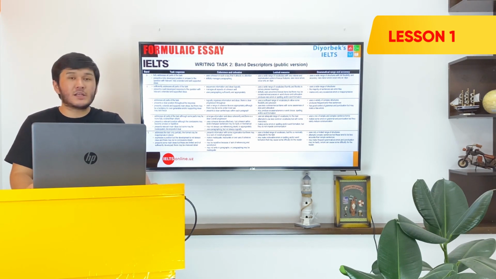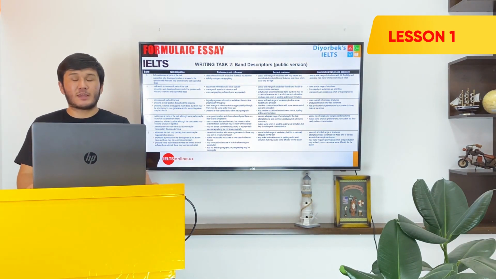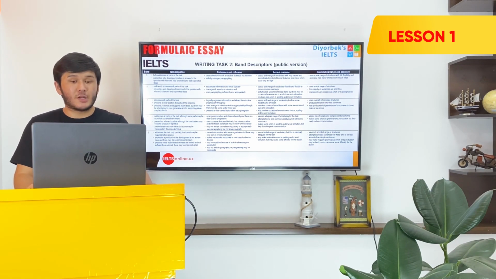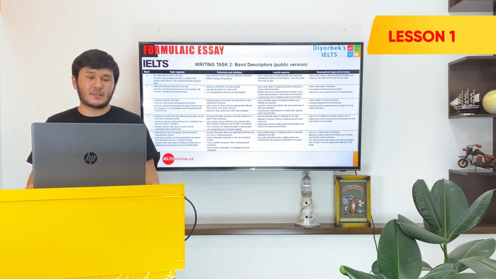Then we have coherence and cohesion. Coherence and cohesion is, while developing your ideas, how well you logically organize them, and whether or not you adhere to good paragraphing. These are all included in coherence and cohesion. Next, we have lexical resource. Lexical resource is a fancy way of saying vocabulary. You need to use a range of vocabulary fluently, flexibly and to the point. Finally, we have grammatical range and accuracy. Pay attention, we have range and accuracy. Range means the variety of sentences that you use in your essays. Accuracy is how accurate, how error-free your writing is.